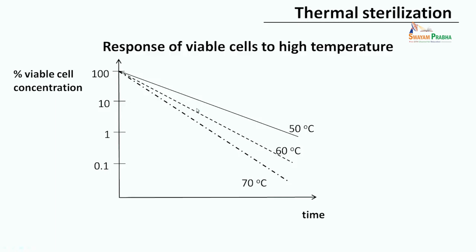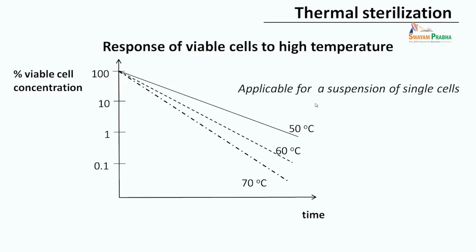At 60 degrees C, again the response is linear, but it is steeper, it gets killed faster. And similarly, at 70 degrees C, the response is linear, but the slope of this curve is larger compared to the ones at 50 degrees C or 60 degrees C. This is the typical response that is observed when viable cells are exposed to high temperature that is higher than their normal operating temperature.